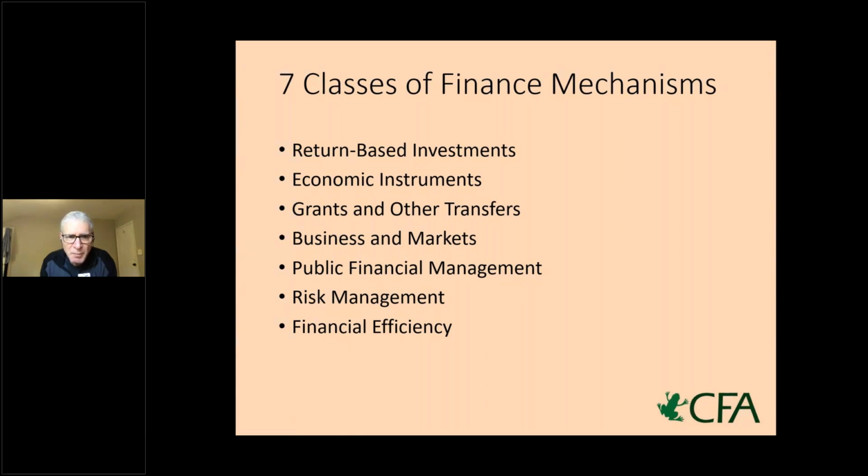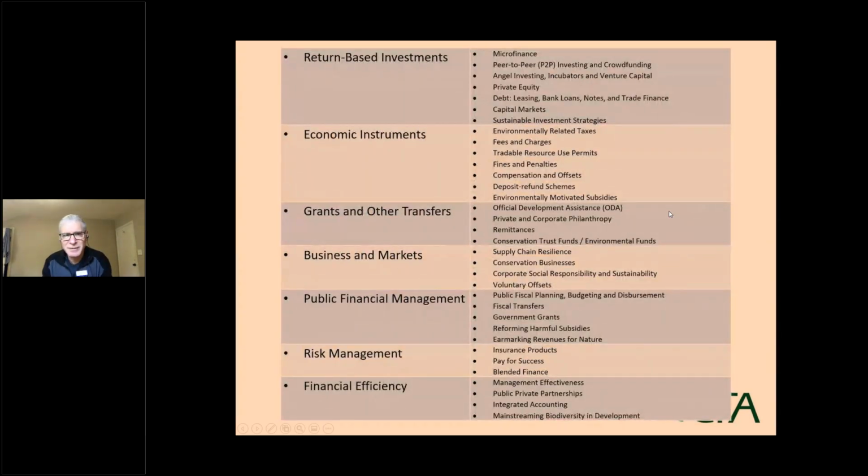There's a range of mechanisms that work with a focus on business and markets, including supply chain work, corporate sustainability, things like that. Public financial management, if you've ever heard me talk before, you'll realize that this is probably the most important source of financing for nature globally. It predominates, and doing better at managing that is important. The 2 other categories are risk management, which involves insurance and a whole range of other tools, and then financial efficiency, which is basically getting greater outcomes from the finance that we currently have. The next slide shows these 7 categories and the next level.